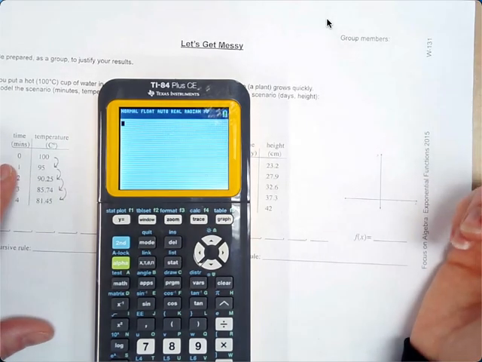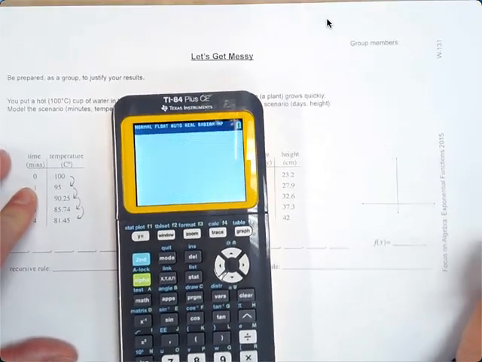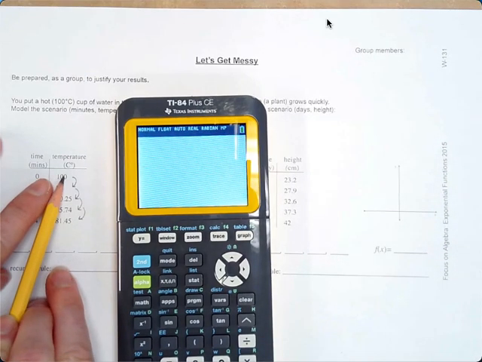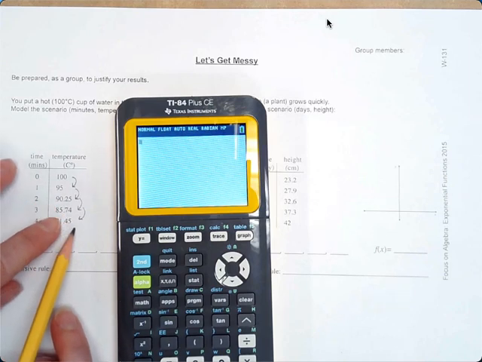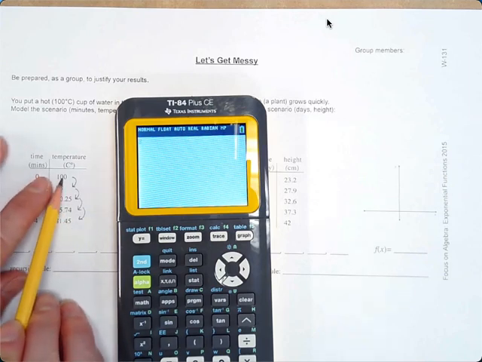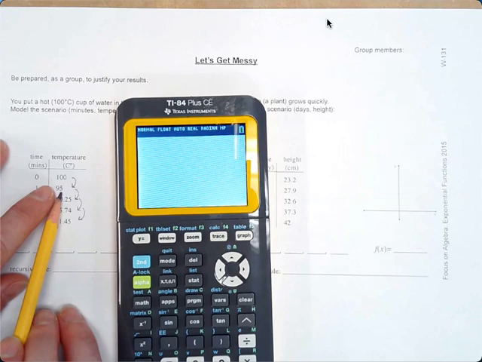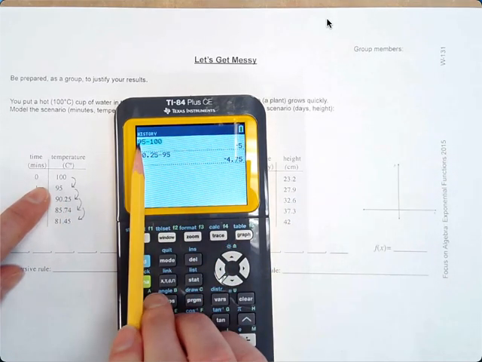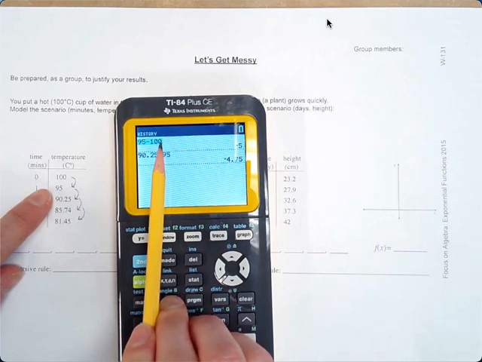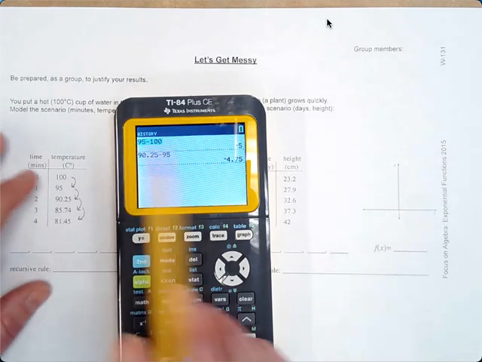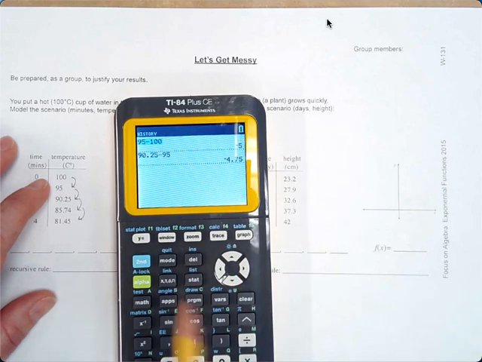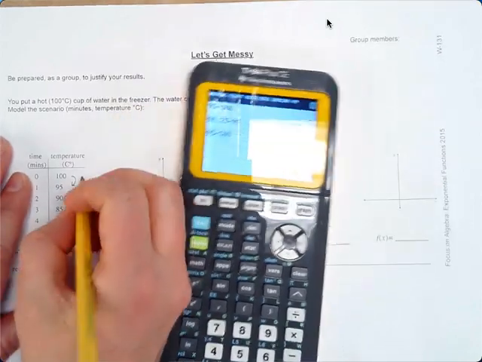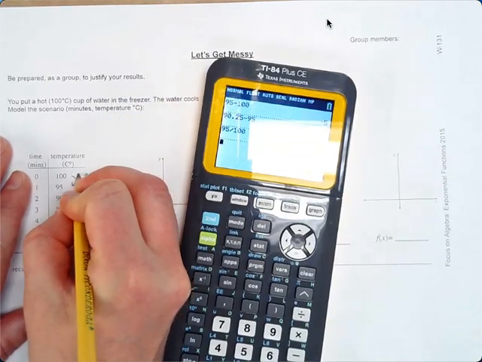So the other function that we've learned about is exponential. So exponential means I'm going to multiply times something to get the next number. So 100 times something gets 95. Just like we subtracted, remember how we subtracted right here? 95 minus 100. So instead of subtracting, to find out what's being multiplied, we're going to divide. So 95 divided by 100, which gives us 0.95.